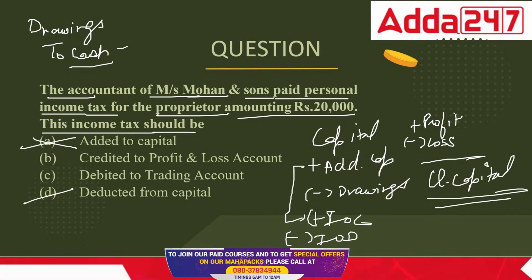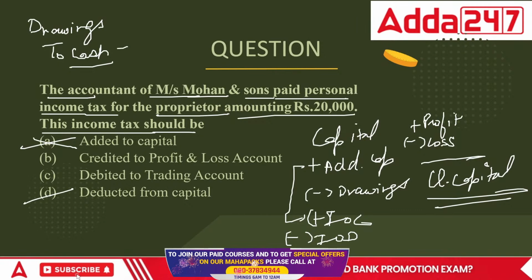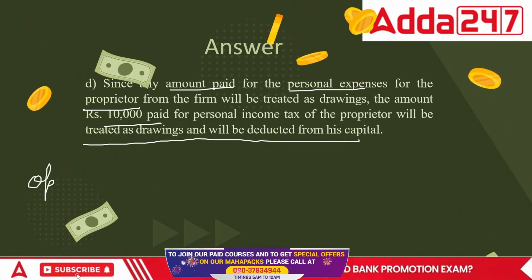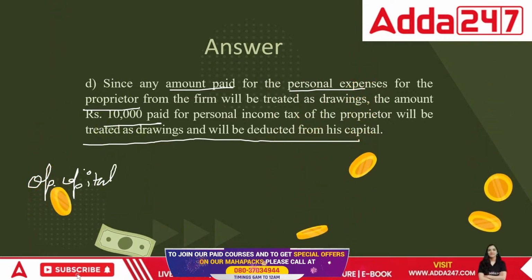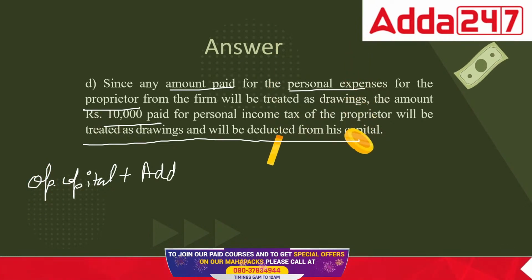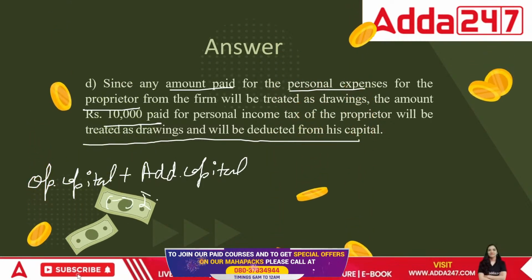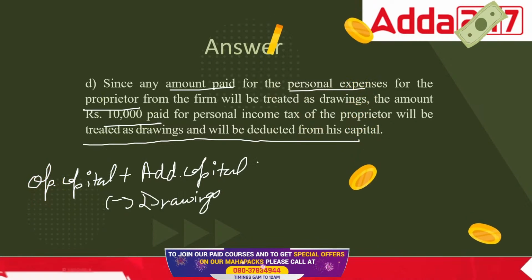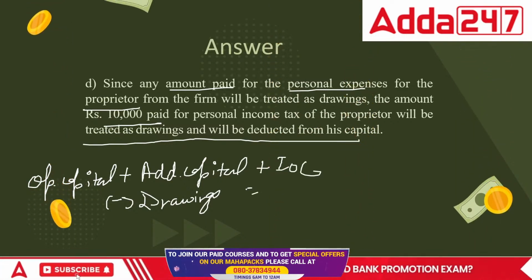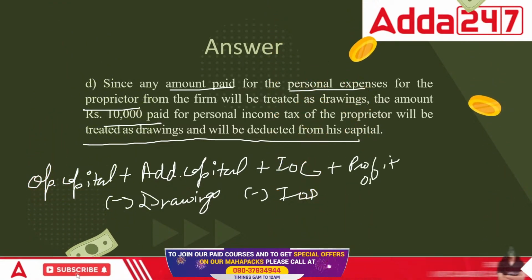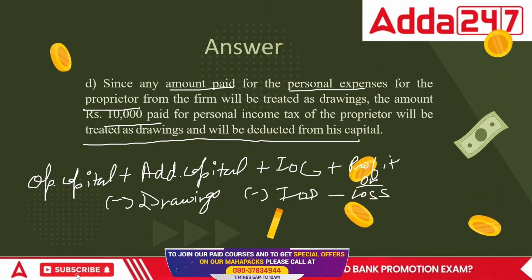Done, everyone? This is the answer. Writing it here again: opening capital, whatever it was in the beginning, plus additional capital, minus drawings, plus interest on capital, minus interest on drawings, plus profit or minus loss. We can have only one of these things. We cannot have both. We can either have profit or we can have a loss.